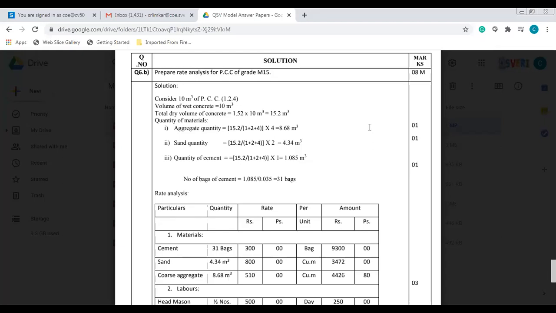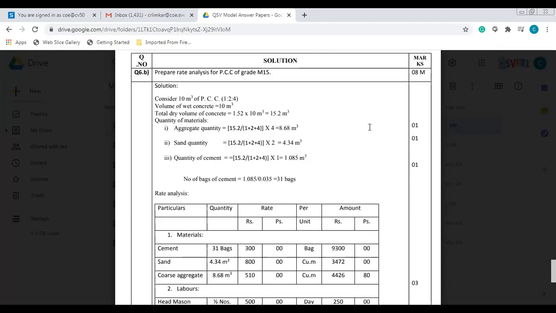See, there will be a weightage of 4 to 8 marks for such problems, and they can ask any category of work. It may be PCC, it may be RCC, it may be brickwork, painting, plastering. So you just have to prepare the rate analysis chart, or you may have to calculate the quantity which has been required. So how it is asked, I can show you.